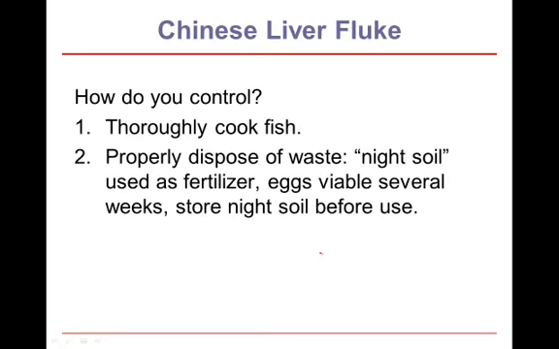The most likely way is number 2 here, and that's if you take the waste, the human feces, which is euphemistically called night soil, so that's what they call human feces they use to fertilize the rice paddies, and you store it for several weeks, 2 to 3 weeks, the parasites actually die, the eggs die and become non-viable. And that is probably the best way to control it. As I already said, eliminating the snails isn't a good bet.